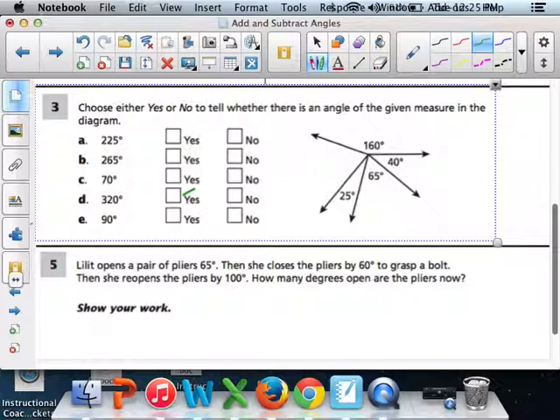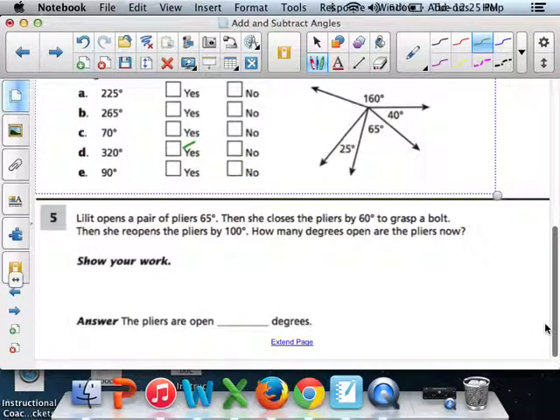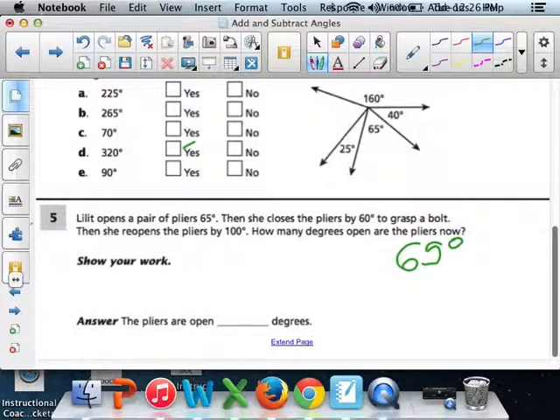This word problem on the bottom, this you will see plenty of. Let me read it to you. And Mr. Graham's going to model something that you should do every time you see a word problem. And that is to take every sentence, every step seriously. Check it out. Lilith opens a pair of pliers 65 degrees. I stop and I pay attention to that 65. Then she closes the pliers by 60.